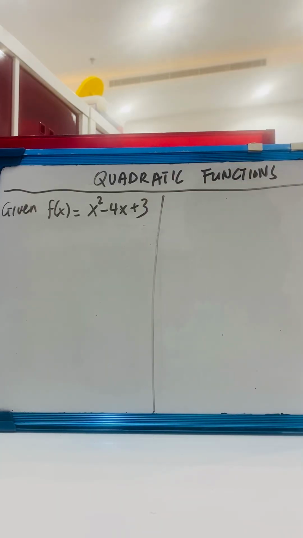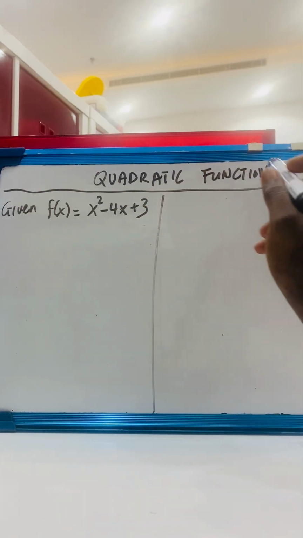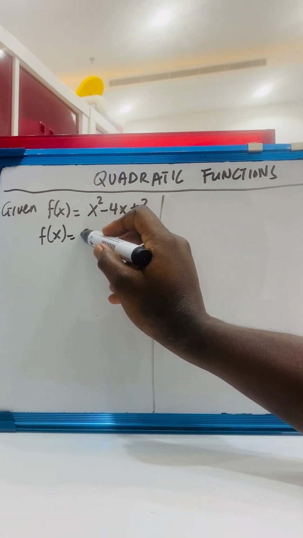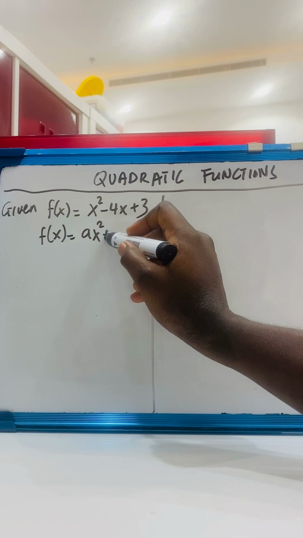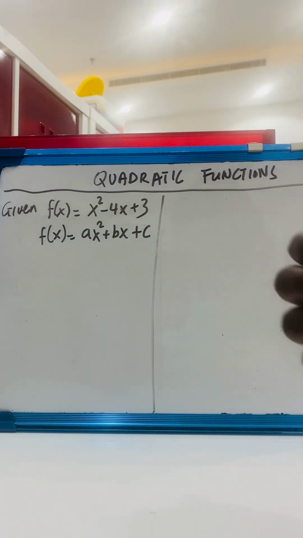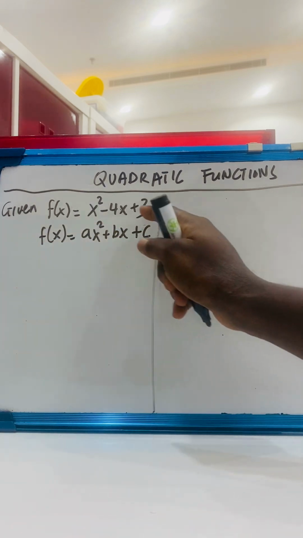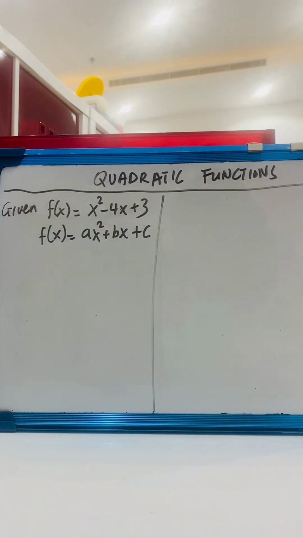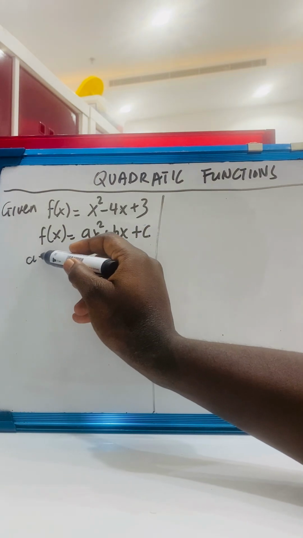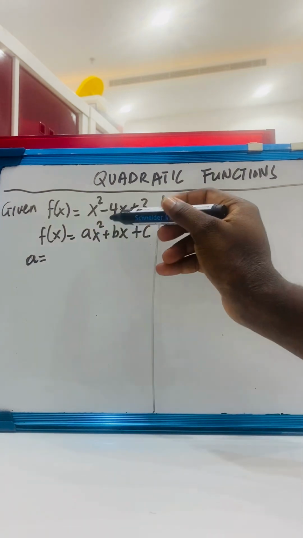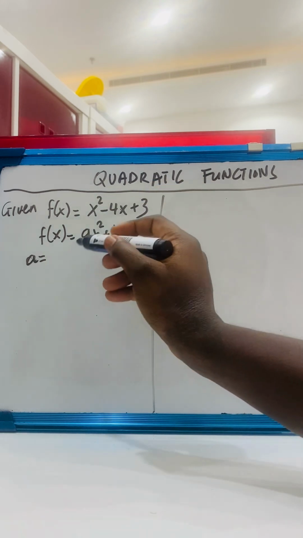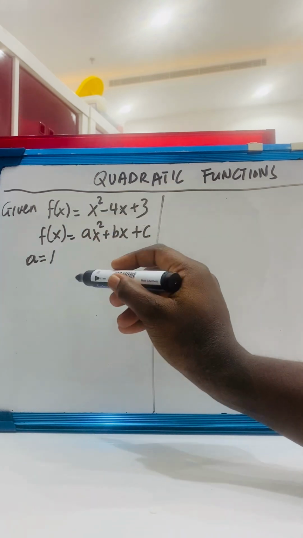Right, so in general, every quadratic function is of the form f of x equals ax squared plus bx plus c, where the highest degree of the polynomial is always going to be 2. So if I compare these two polynomials, then my a is whatever number that multiplies x squared, or the coefficient of x squared. In this case, it is just 1.